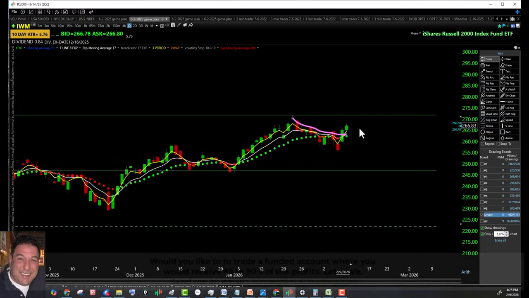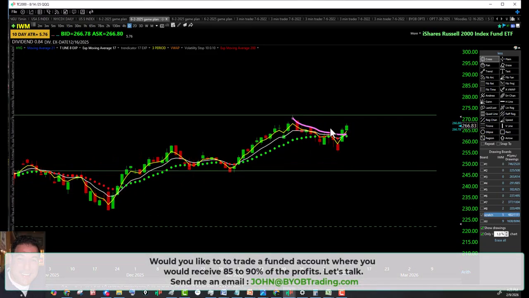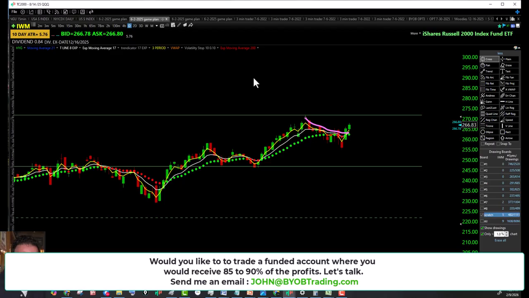And it's still in an uptrend because they never took out this low, and they took out that high. So they're bullish and in an uptrend for IWM. Okay, let's go look at Stinker.